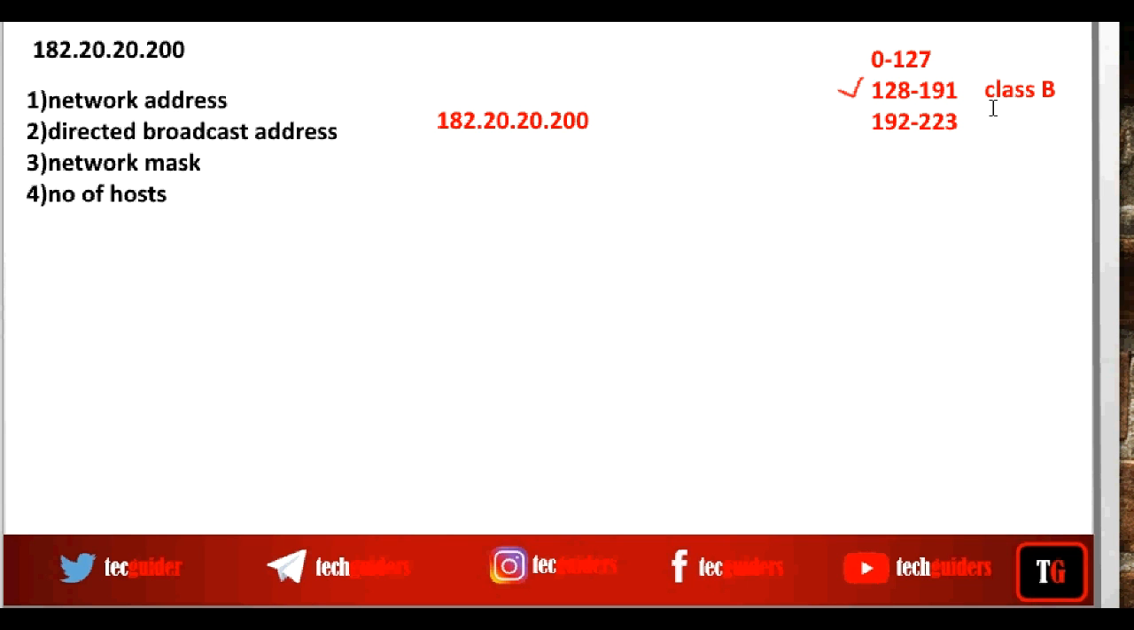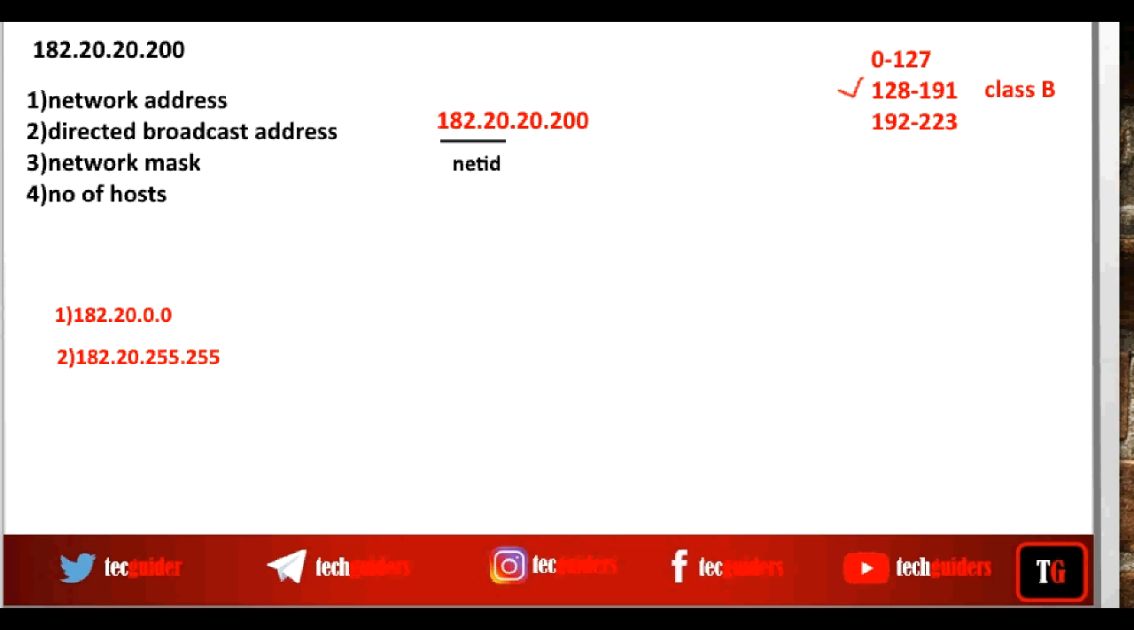And in all Class B IP addresses, the first 2 octets identify the network and the last 2 octets identify the host within the network. So the address of the network to which this IP address belongs is 182.20.0.0, network ID portion followed by all zeros in the host ID portion. Thus, the address of the network is 182.20.0.0 and the directed broadcast address for that network is network ID portion followed by all ones in the host ID portion.